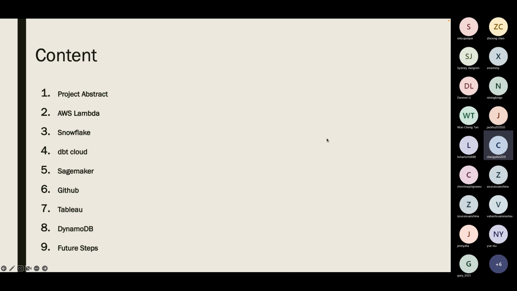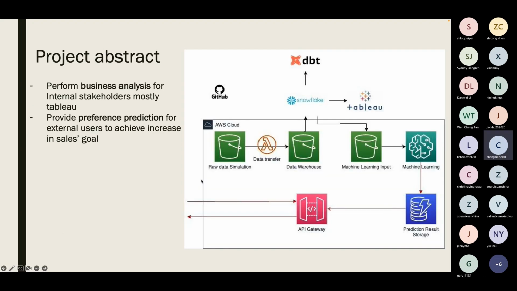To start with, the major content includes project abstract, AWS Lambda implementation, and Snowflake, dbt Cloud and SageMaker for user preference prediction, GitHub for CI/CD, Tableau for data analysis and visualization, DynamoDB for user preference result storage, and a little bit about future steps. Our project focuses on two parts: a business analysis part for internal stakeholders, where the output will finalize at Tableau, providing graphs for business analysis.